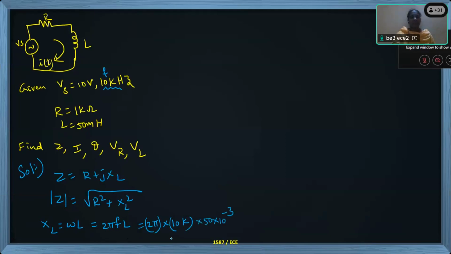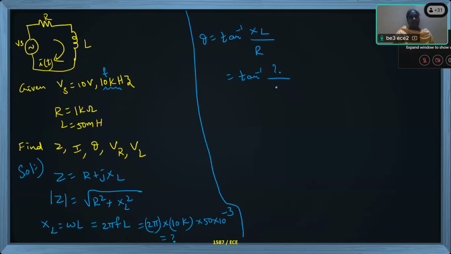Take your calculators without fail. What is the answer? XL will come. If XL is there, the formula for theta is tan inverse of XL by R. So calculate the XL value, divided by the R value given in the question, 1 kilo ohm, so 1000. Calculate what the angle theta is.